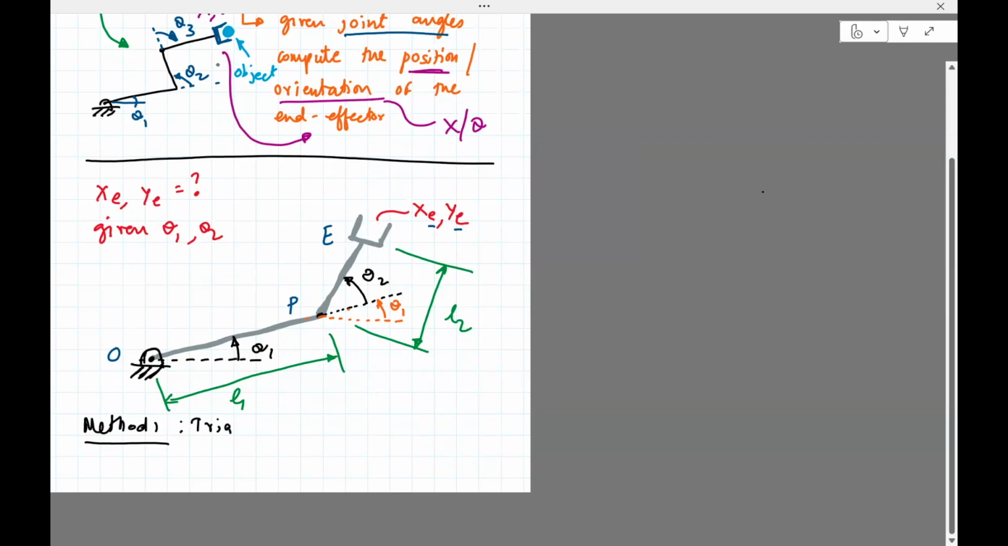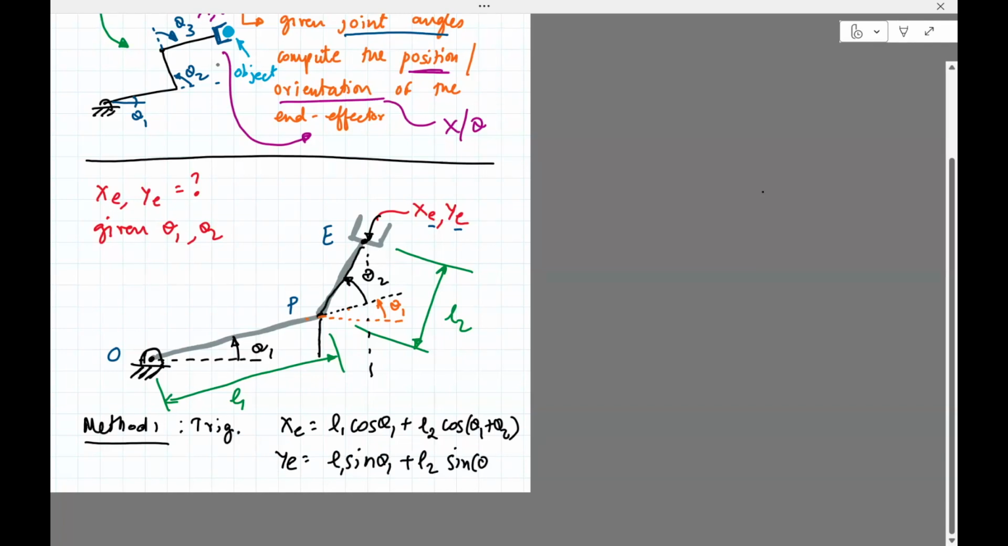So method 1, trig. If you want to compute XE, so the x coordinate of this point, you just drop a perpendicular right here, and then you can see that it is L1 cosine theta 1 plus L2 cosine theta 1 plus theta 2, right? So when you drop the perpendicular, you get L1 cosine, and then if you drop a perpendicular for this length, then you have L2 cosine theta 1 plus theta 2. It's not very hard to see that. So YE is L1 sine theta 1 plus L2 sine theta 1 plus theta 2.